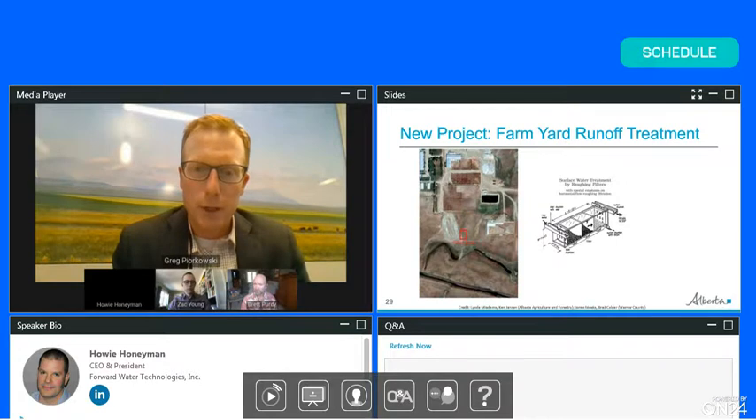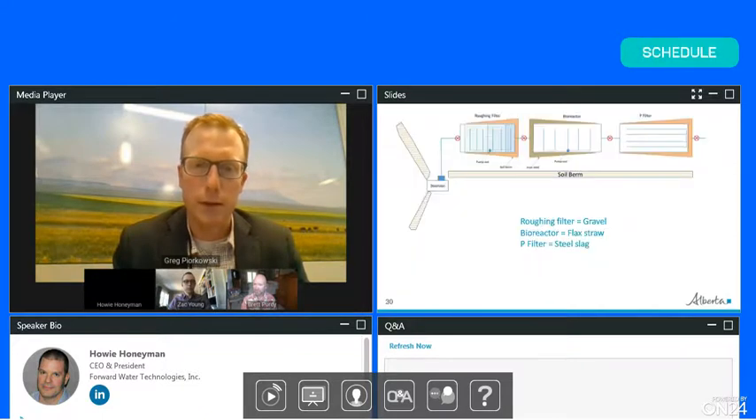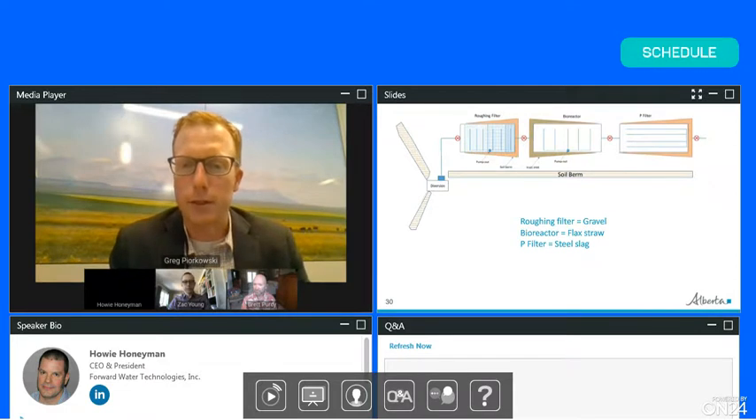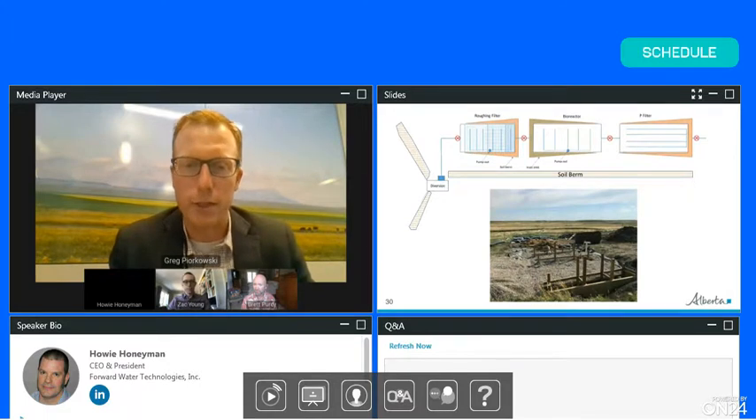To deal with the sediment, we've introduced a roughing filter, and to deal with the phosphorus, we're using a phosphorus removal structure. So this is a 3-phase demonstration that we're doing. We have the roughing filter, which has gravel in it. For the bioreactor, we're using flax straw, which is very similar to hemp. And then the phosphorus filter has steel slag. And this is the best picture I have, from last week, of where we are in the construction.